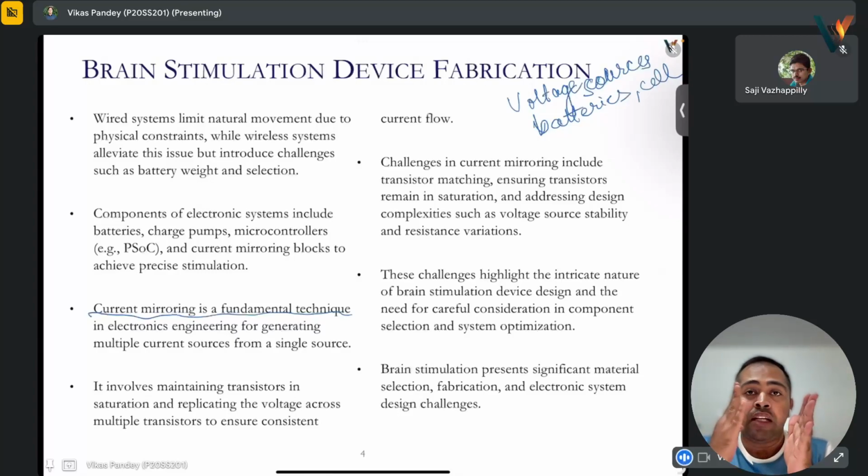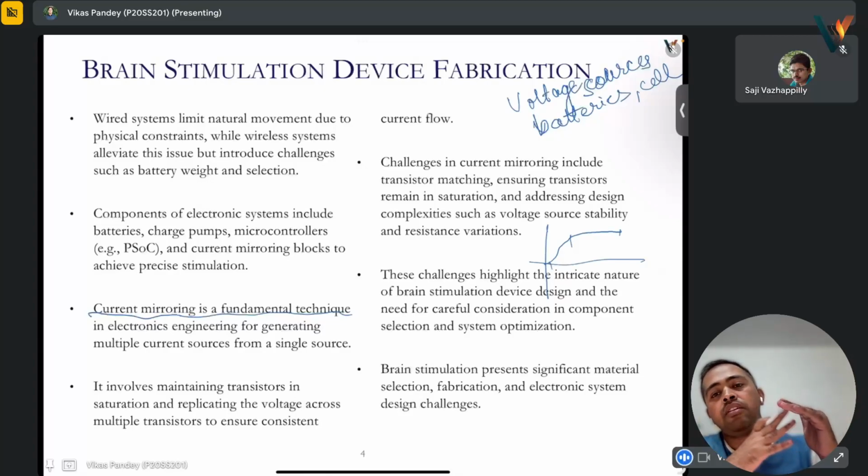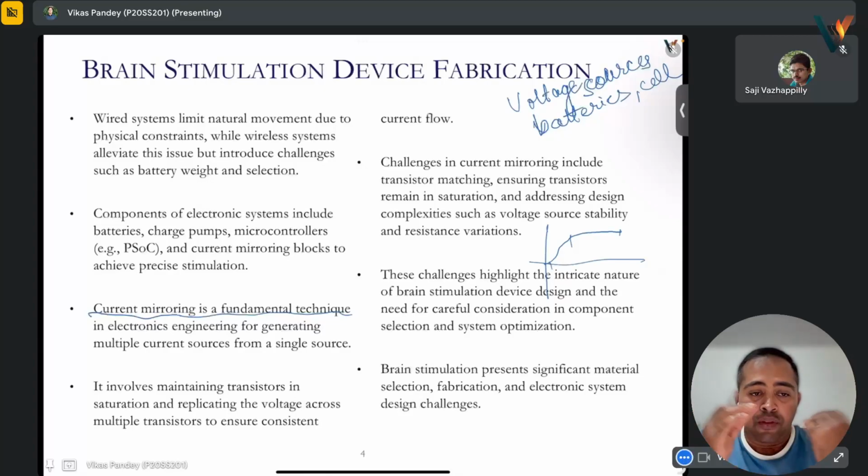Arm of a circuit, and then we use multiple arms to create the same current in all the paths. Okay, it involves transistors, and that also in the saturation range. If you remember the transistor curve, it will be like this: cutoff, linear, and then saturation region. At the point where, whatever voltage you give, the current will be the same. And such multiple transistors are used to maintain consistent current flow.